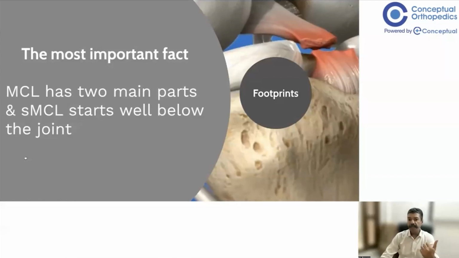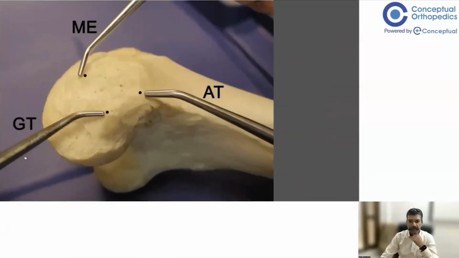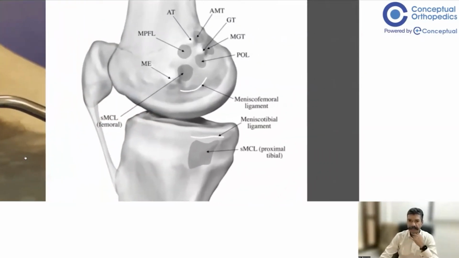You also need to know that the superficial MCL starts well below the level of the knee joint, just like the posterior cruciate ligament. Now, these three bony points are very important to reference when you are lost or when you want to go somewhere, like looking at some landmark on Google Maps. You need some references. So on the medial side of the knee, these are the three references: the gastrocnemius tubercle, adductor tubercle, and the medial epicondyle. And this is how the various structures of the knee are attached with respect to these references.